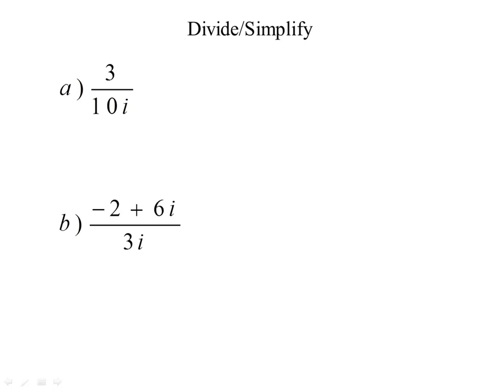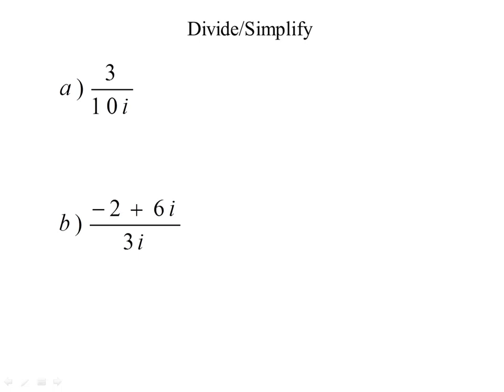So on top, what are we going to do? What's the property called? Yeah, it's the distributive property. So i times negative 2 is negative 2i. And i times 6i is positive 6i squared. And then 3i times i is going to be 3i squared.